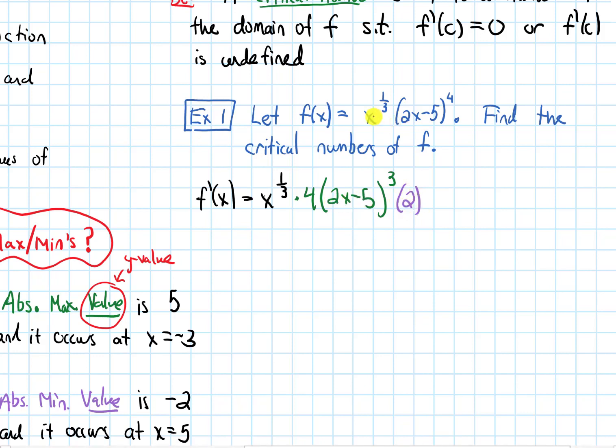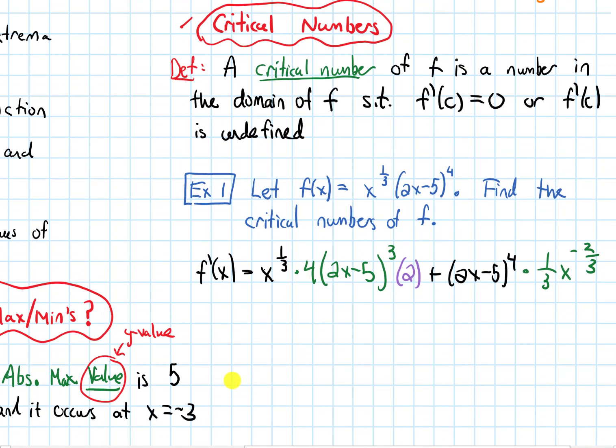Okay, so that was first times the derivative of the second. Then we get plus the second, (2x minus 5) to the 4th, times the derivative of the first. And the derivative of the first function is going to be 1/3 x to the negative 2/3. So that was just some power rule. Alrighty, and now I need to find critical numbers.